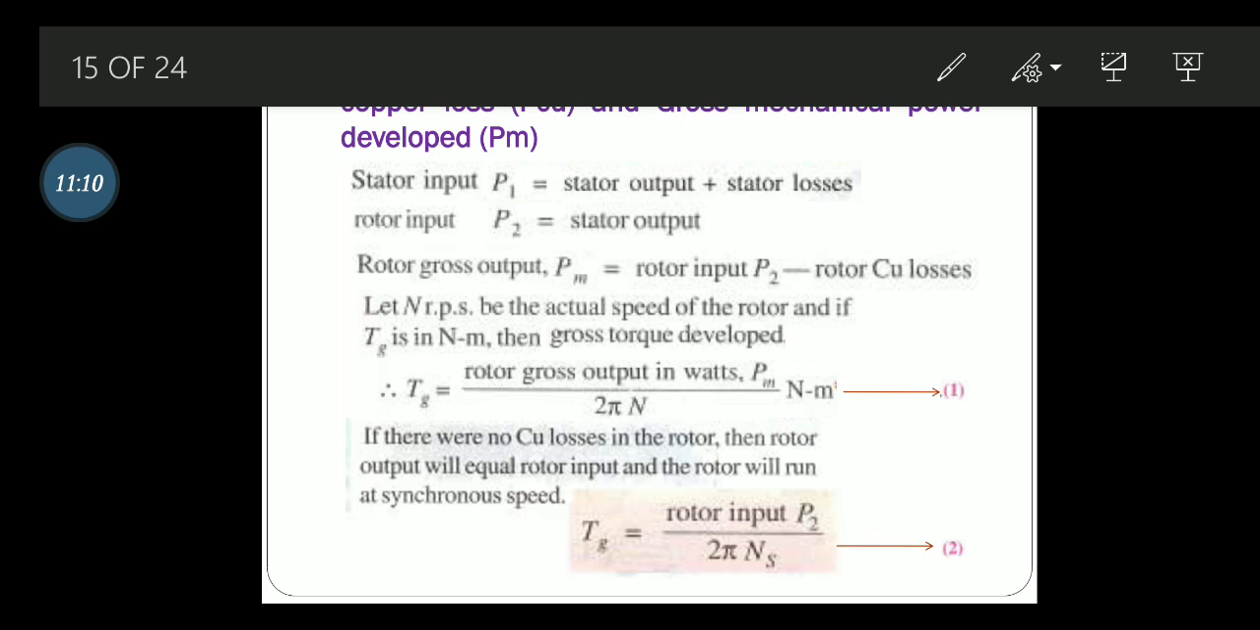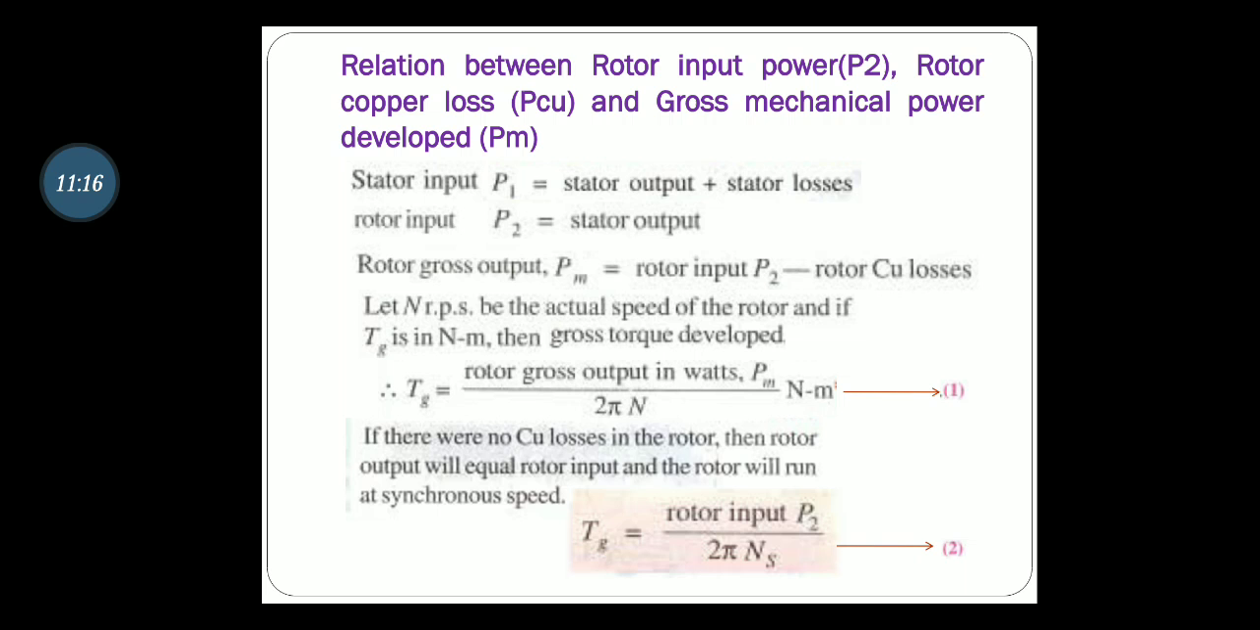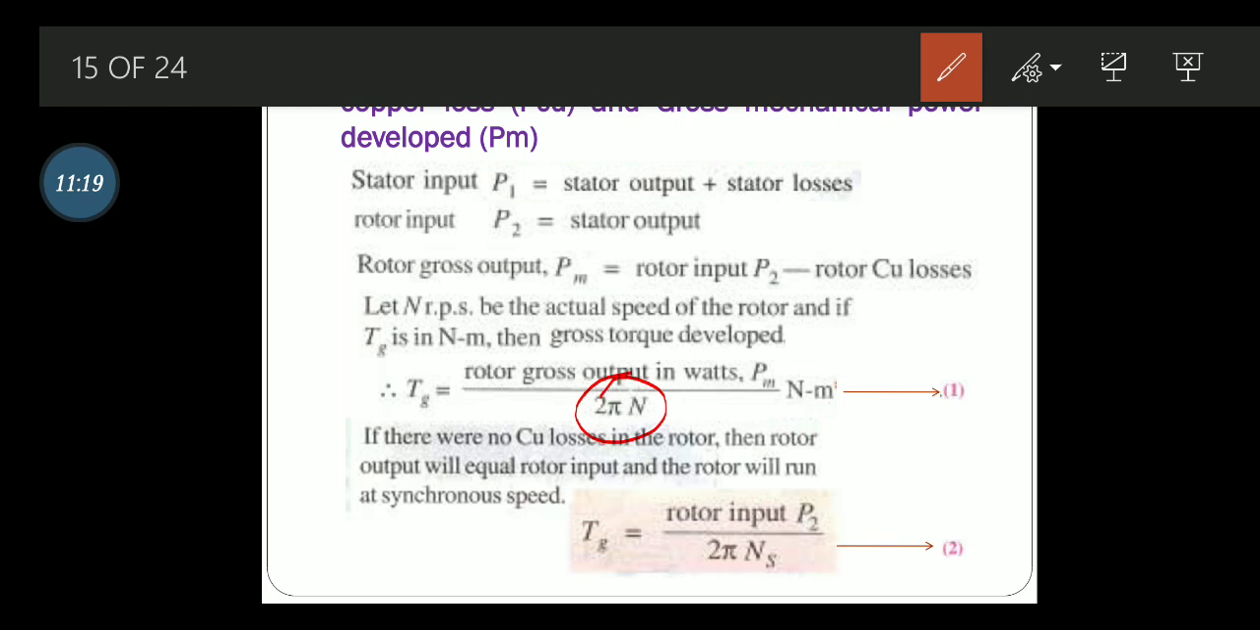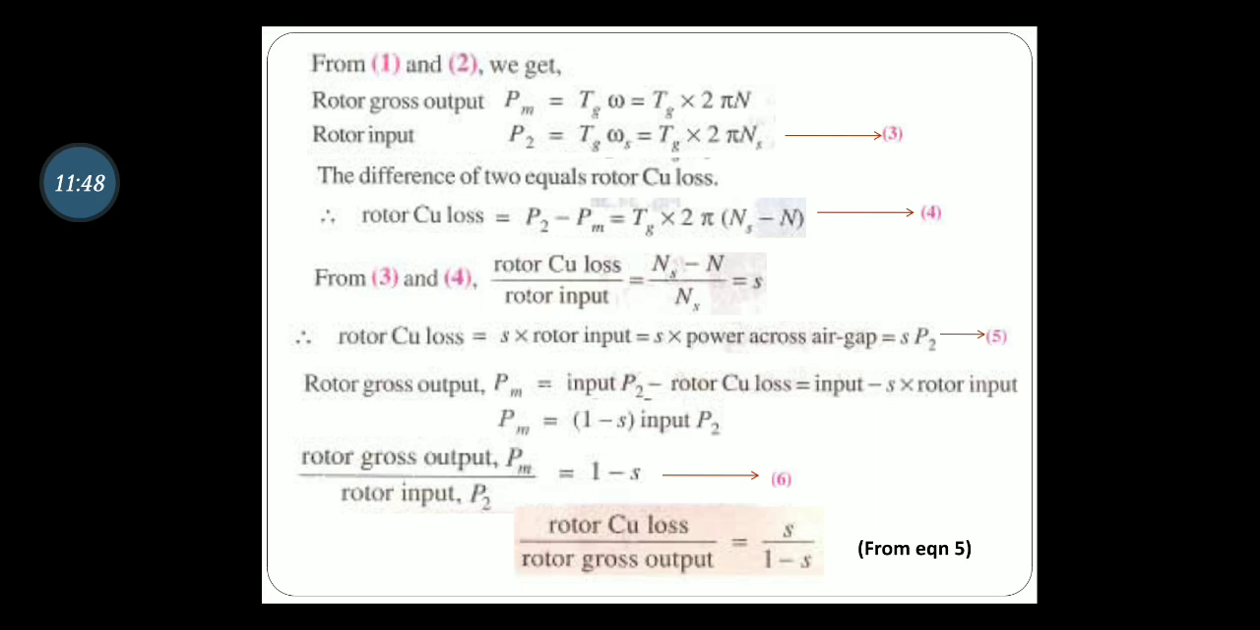How can we represent the rotor gross output? Move the 2 pi n to the left hand side. 2 pi n represents the angular speed, omega. So it becomes 2 pi n into Tg, that is omega into Tg, which is equal to the rotor power output. So the gross mechanical power developed is Tg into omega, that is Tg into 2 pi n.